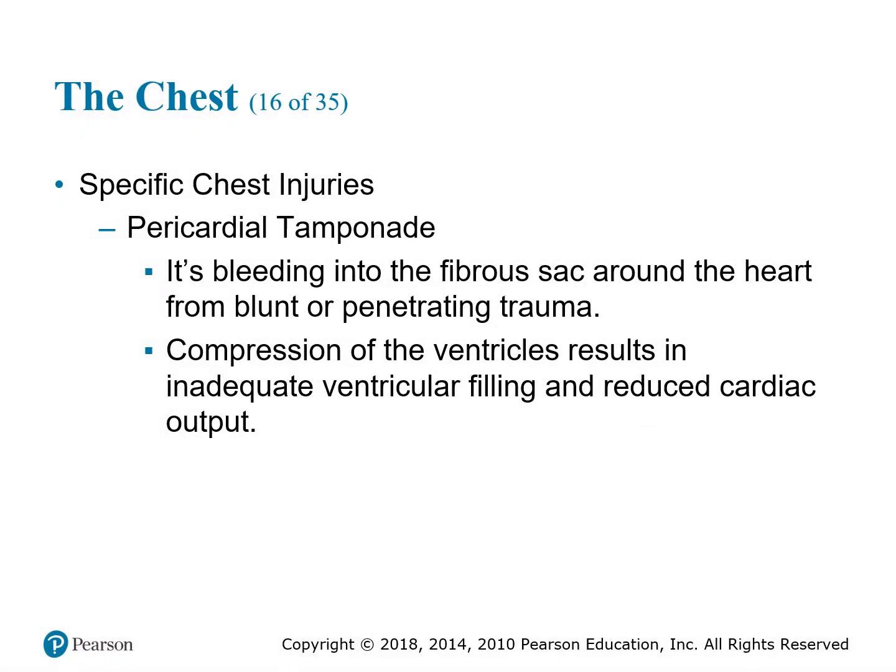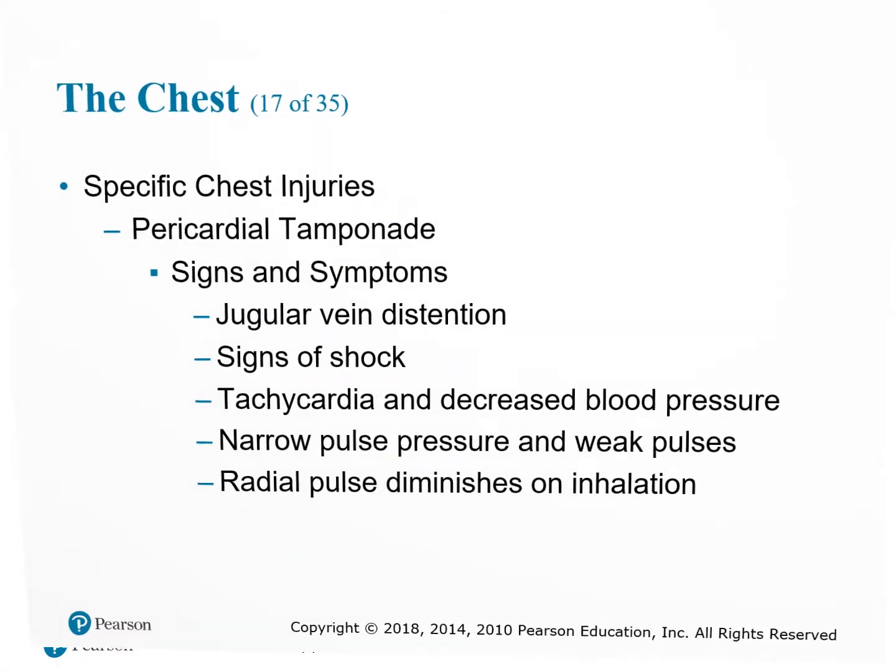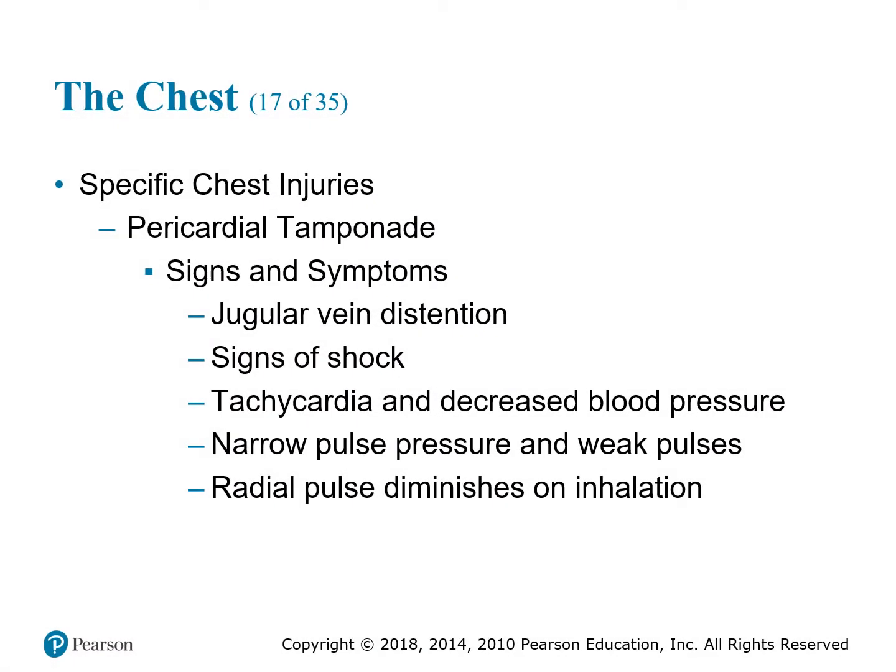Cardiac tamponade is bleeding into the fibrous sac around the heart from blunt or penetrating trauma. Compression of the ventricles results in inadequate ventricular filling and reduced cardiac output. Signs and symptoms of pericardial tamponade: jugular vein distension, signs of shock, tachycardia, and decreased blood pressure, narrow pulse pressure and weak pulses, or radial pulse diminished on inhalation.